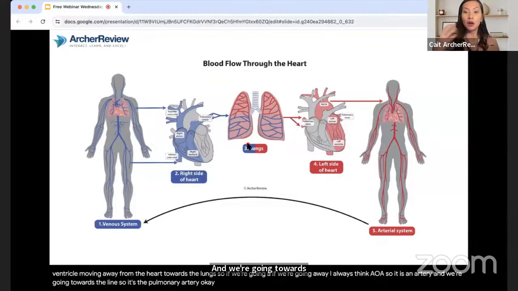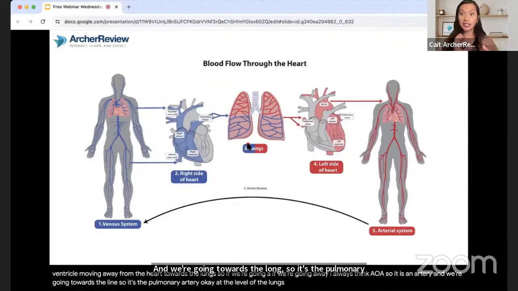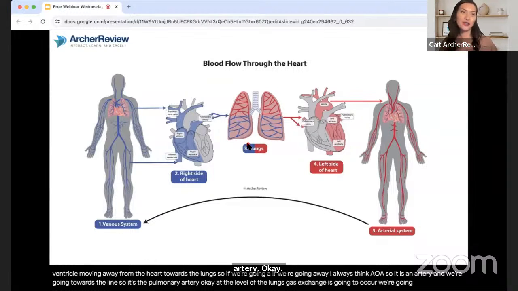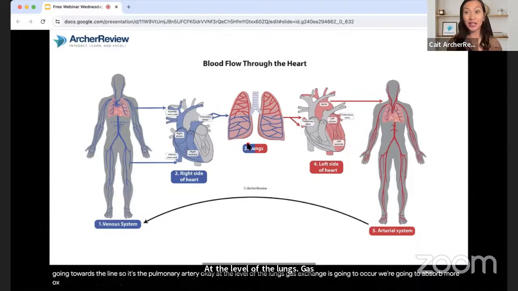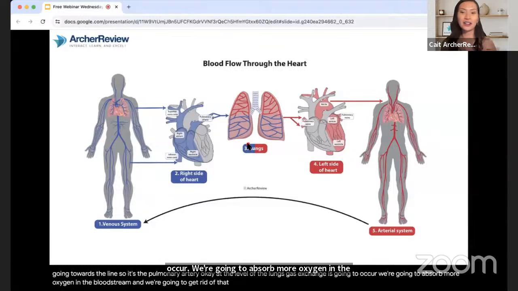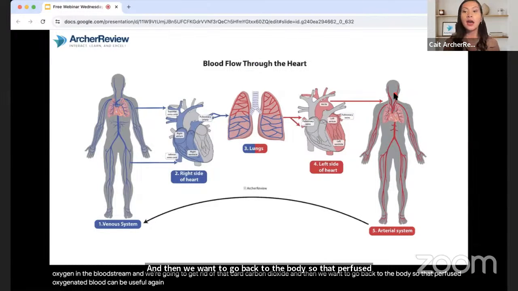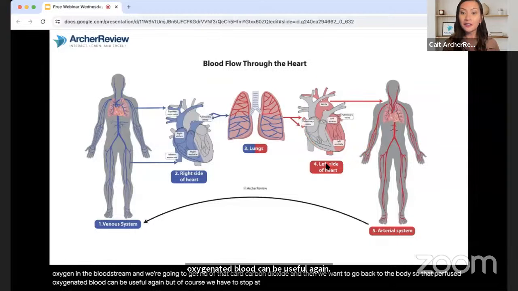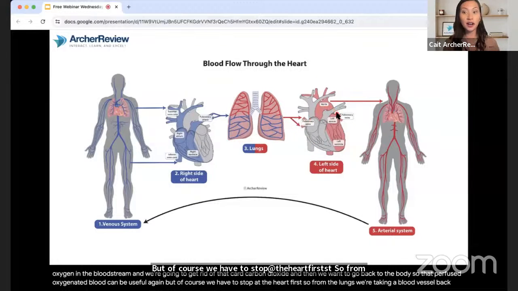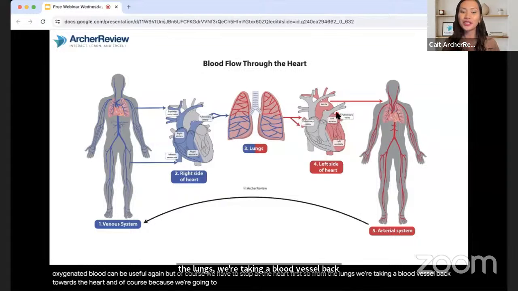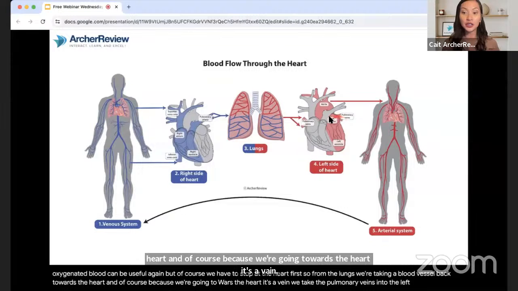Okay. At the level of the lungs, gas exchange is going to occur. We're going to absorb more oxygen into the bloodstream, and we're going to get rid of that carbon dioxide. And then we want to go back to the body so that perfused oxygenated blood can be useful again. But of course, we have to stop at the heart first. So from the lungs, we're taking a blood vessel back towards the heart. And of course, because we're going towards the heart, it's a vein. We take the pulmonary veins into the left atrium.